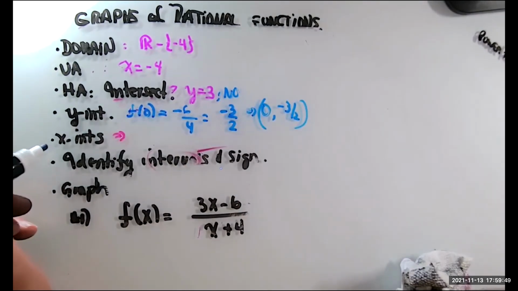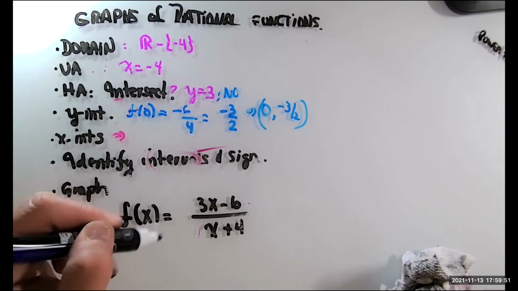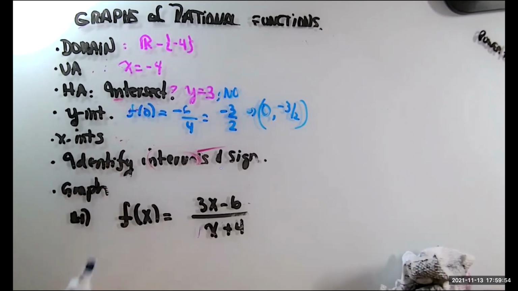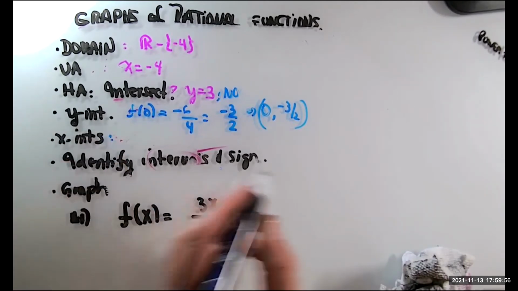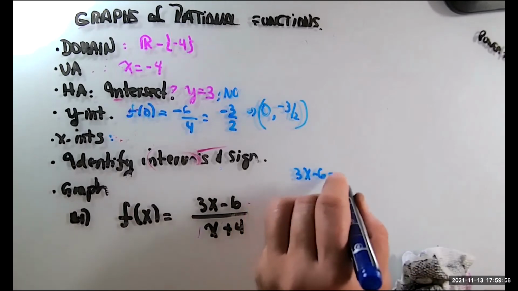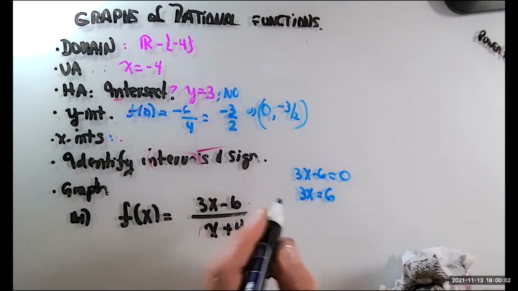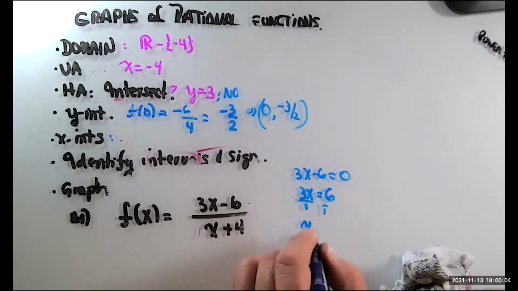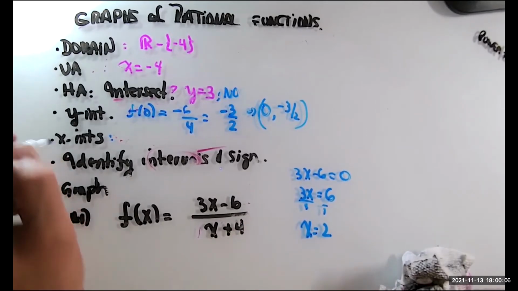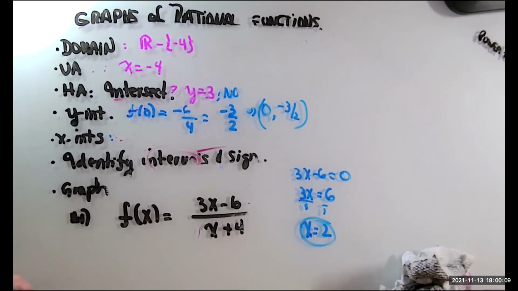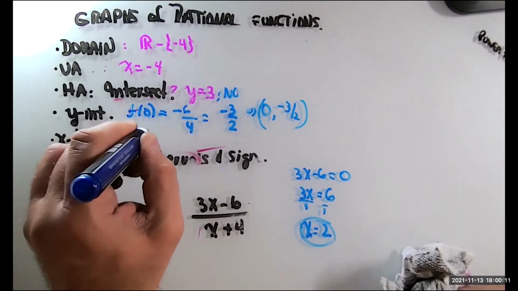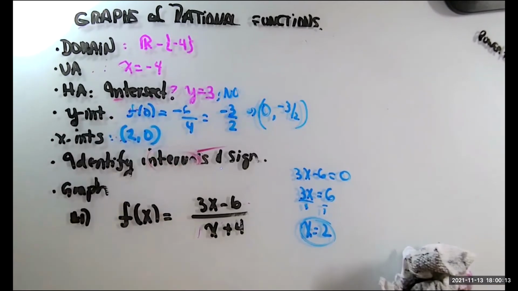My x-intercepts, what do I do? Since we are dealing with a fraction, we force the numerator to be 0. So when I have 3x minus 6 equals 0, 3x equals, I add 6, that would be 6 divided by 3, x equals 2. So my x-intercept would be x equals 2. So (2, 0).